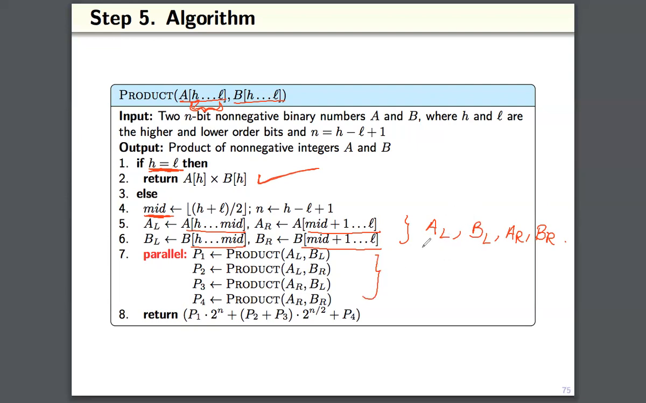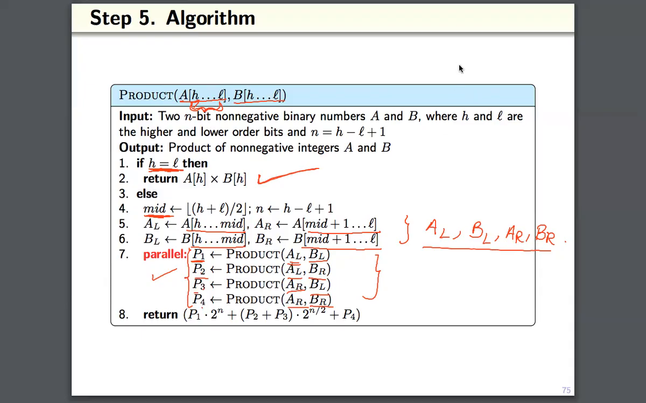So this is the divide step. Conquer step: find the products as we saw in the diagram: AL BL, AL BR, AR BL, AR BR. So we have 4 different products: P1, P2, P3, P4. You can run them in parallel because we are not changing these A arrays and B arrays. We are returning all the products as return values. These are essentially independent tasks, and if they are independent tasks, we can run them in parallel.